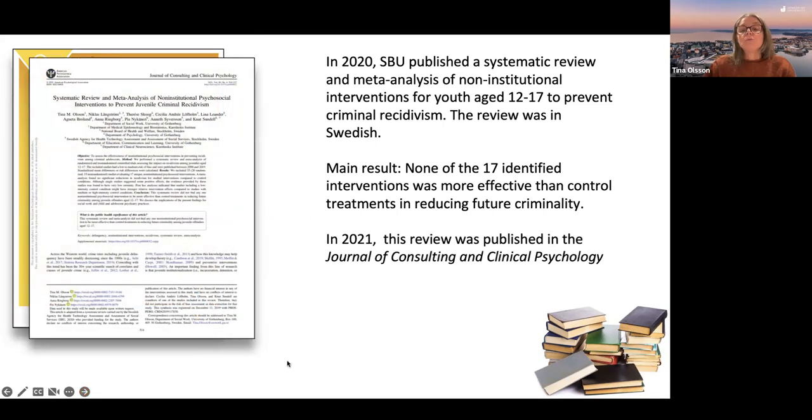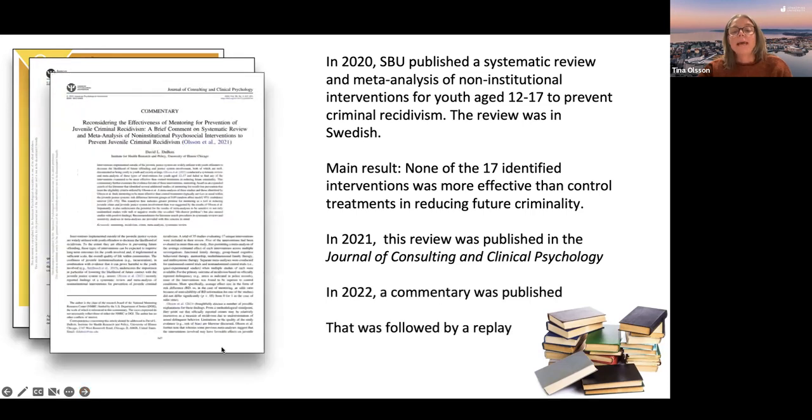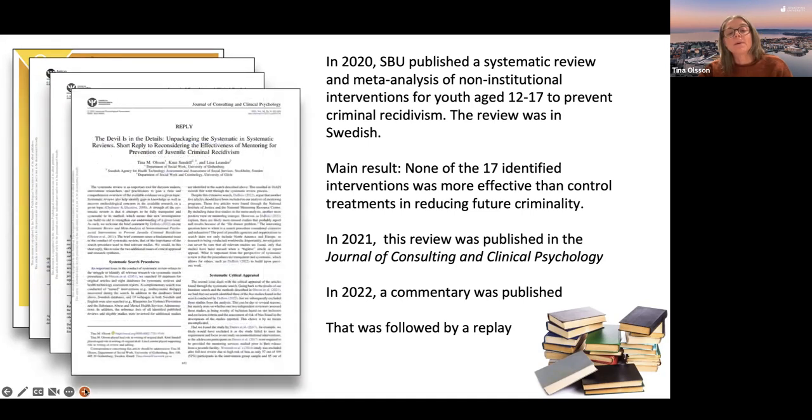In 2021, we published this same review in the Journal of Consulting and Clinical Psychology in English. And then shortly thereafter, a commentary on our review was published, and we again replied to that commentary. So it's this discussion that we're going to talk about here today.